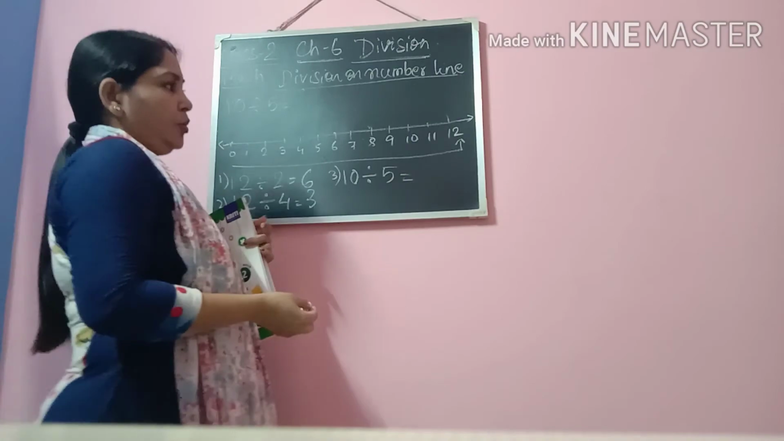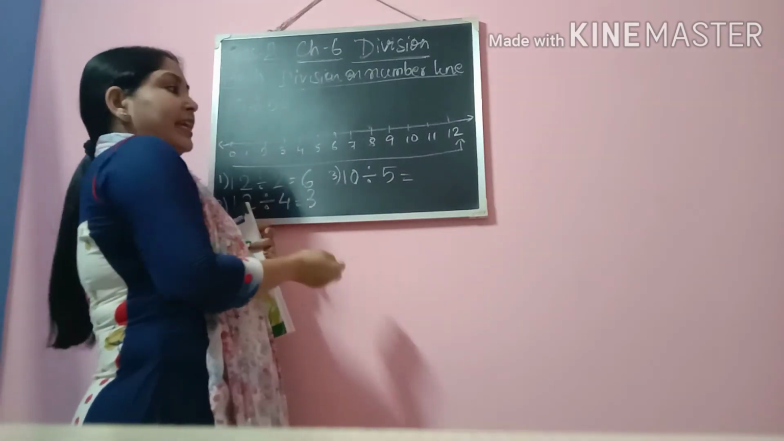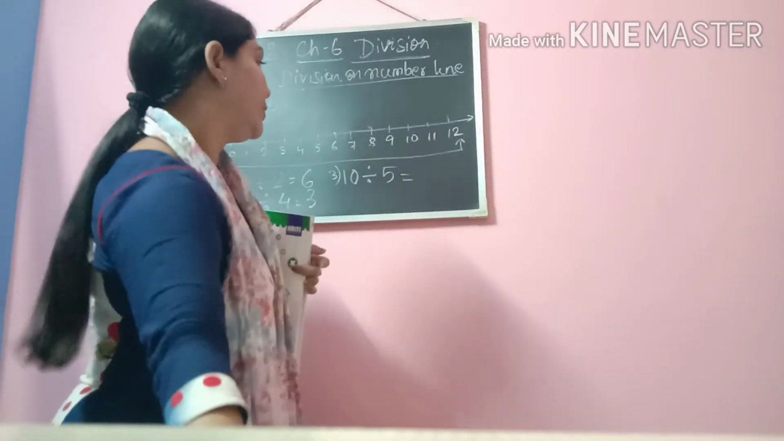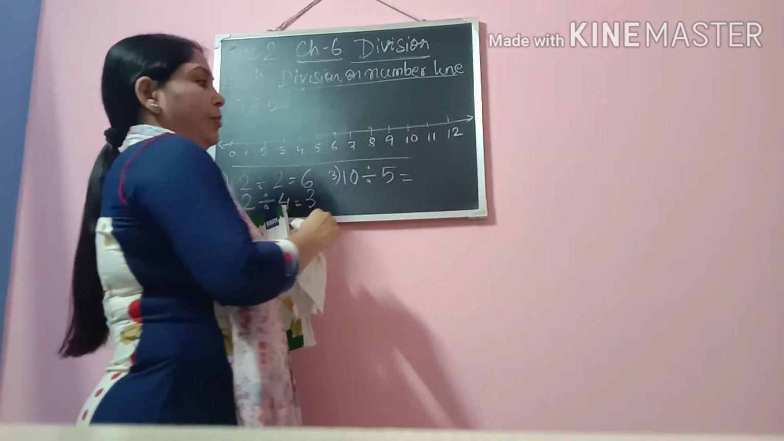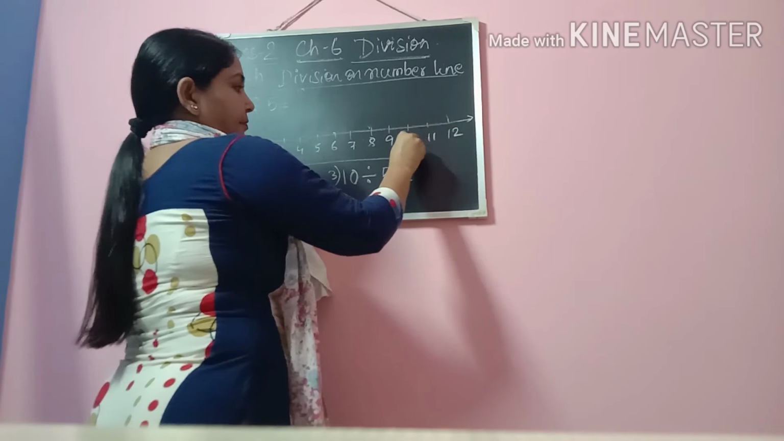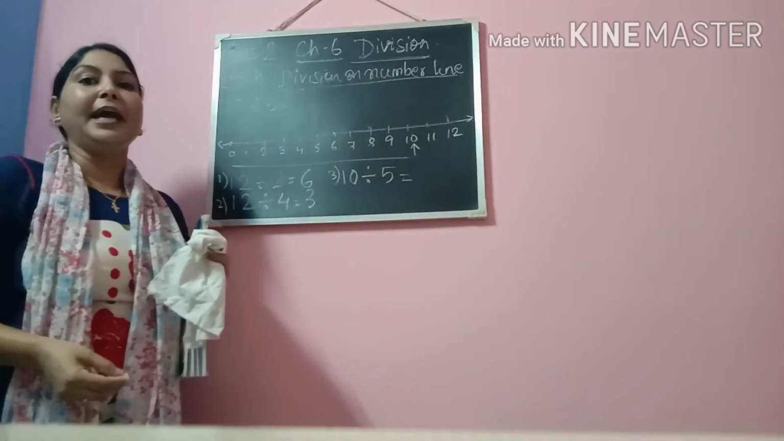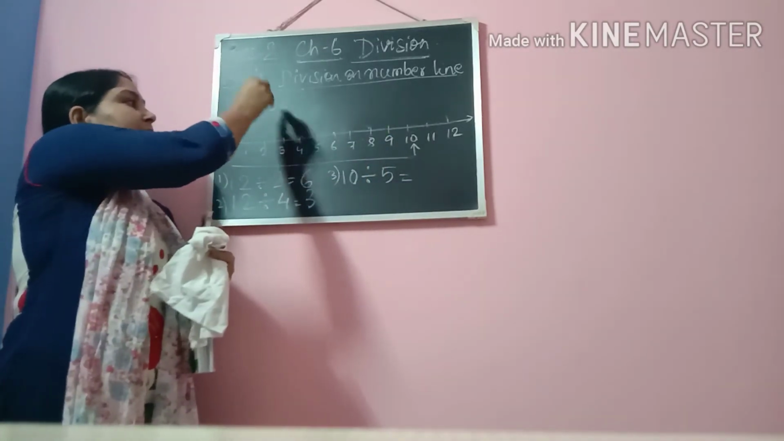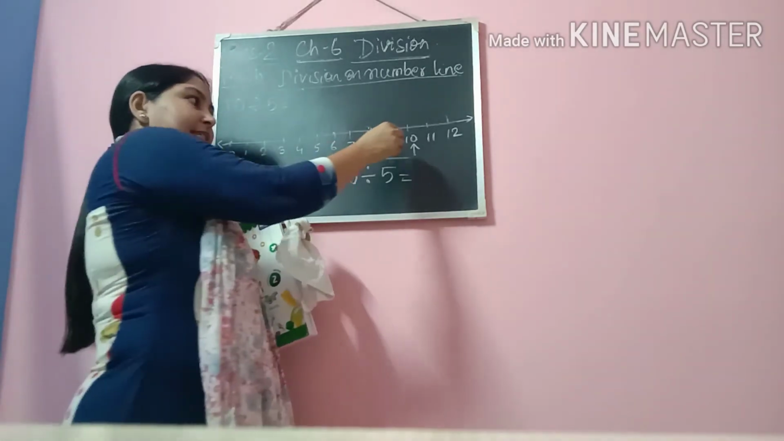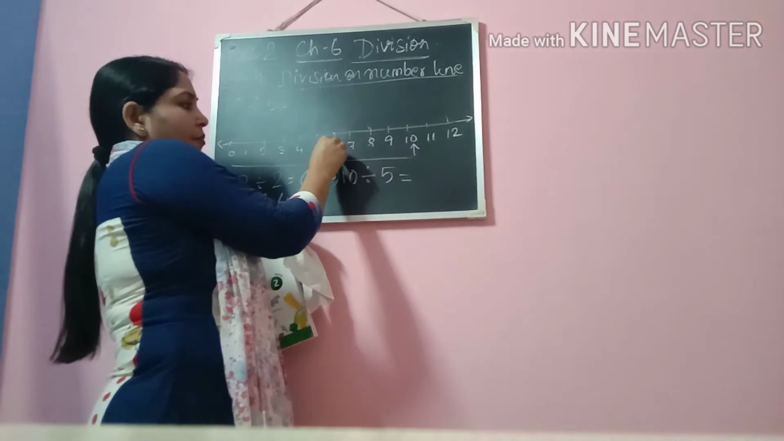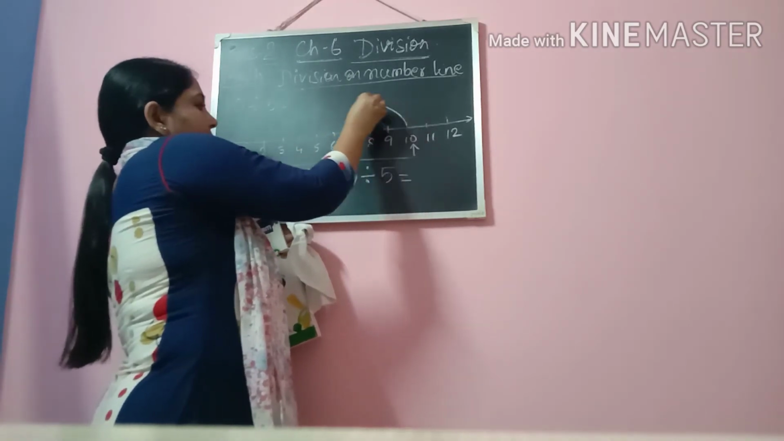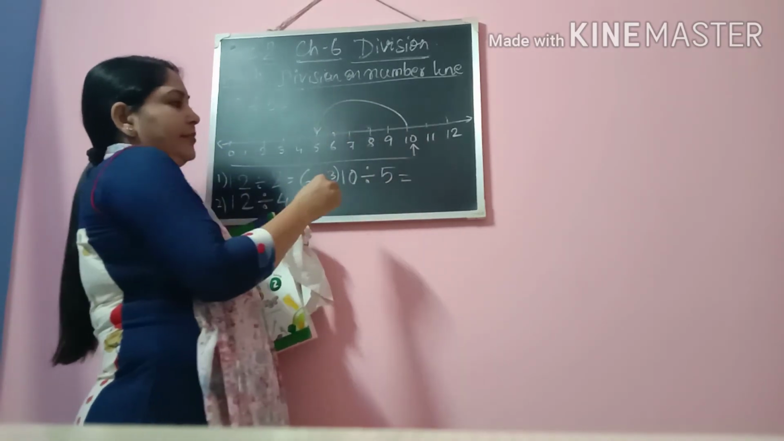Fine. Now how to do? So dividend is 10 over here. So we are going to start our division from 10, not from 12. Here. And by how many numbers we have to skip? We have to skip by 5. So let us start from here. Like we'll count 1, 2, 3, 4, 5, and we have landed to 5.